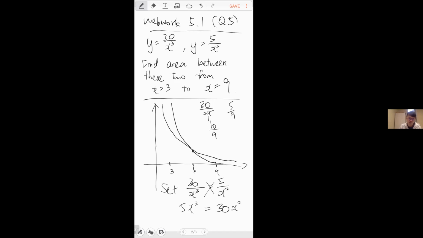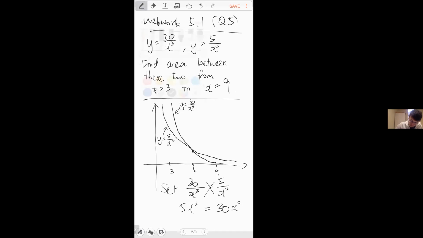So plug 3 into both functions and see which one is bigger. The big one is the higher one from 3 to 6. The smaller one is the lower one from 3 to 6. And so this one should be y equals 30 over x cubed. This one should be y equals 5 over x squared. You can try to do 9 as well if you want. But yeah, is that okay?